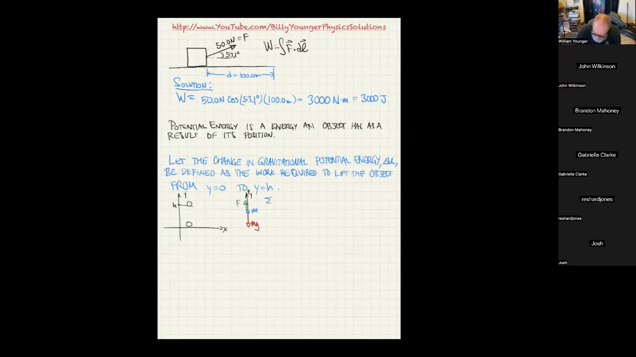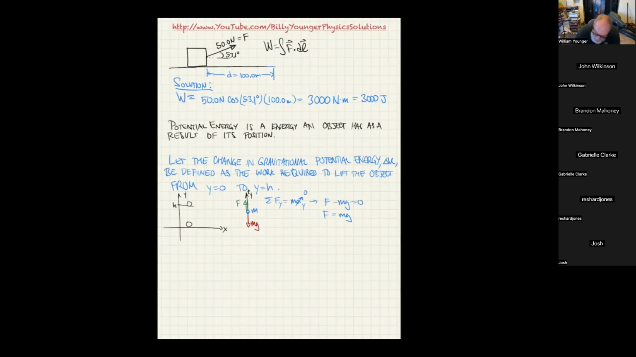So I want the summation of the forces in the y direction to equal mass times acceleration in the y direction. But I want this acceleration in the y direction to be 0 because I don't want to do so much work that I actually make it go fast. I don't want it to speed up. So to do that, I'm going to make it an equilibrium situation. That's going to give me that F minus mg is equal to 0. So F is just equal to mg.